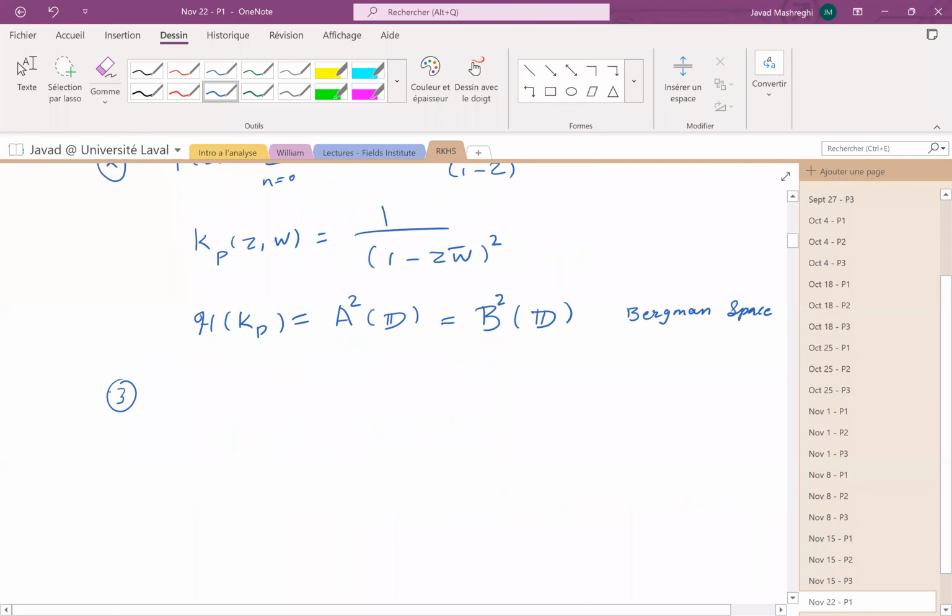Another one which we did not discuss at the very beginning, but indeed several talks in the focus program talked about it, is the case a_n equal to 1 over n factorial.